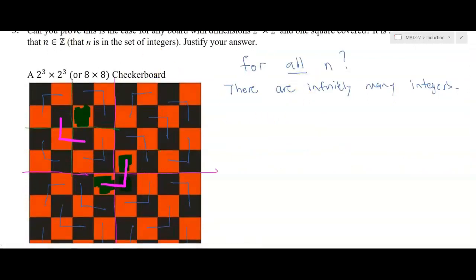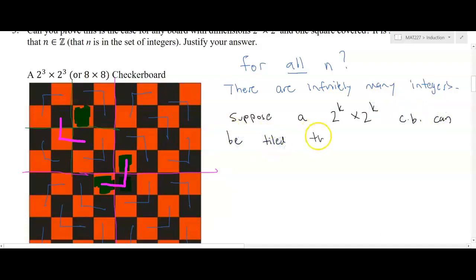So let's say something like this. Suppose a 2 to the k by 2 to the k checkerboard can be tiled this way for some arbitrary integer k. In other words, what we mean is that we have some 2 to the k by 2 to the k board. Now, I don't know what k is.